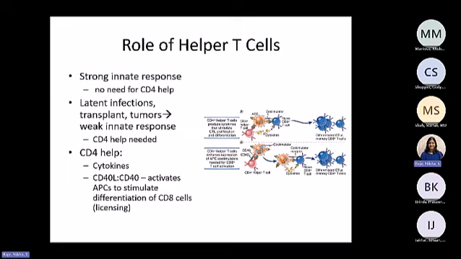How do they help? They help by releasing some cytokines. They can also use their second signals, the CD40 ligand-CD40 interaction with the CD8 cells and the APCs, so that they help in activating the CD8 cells.